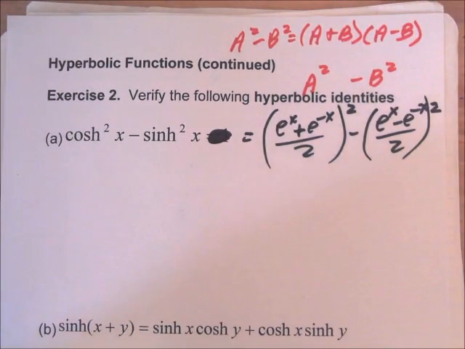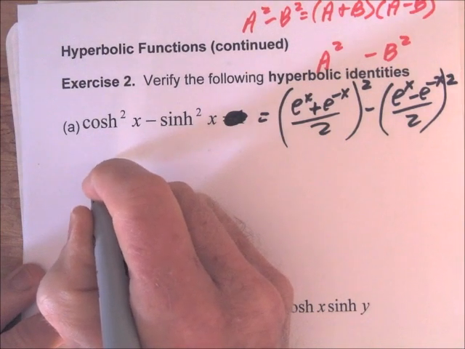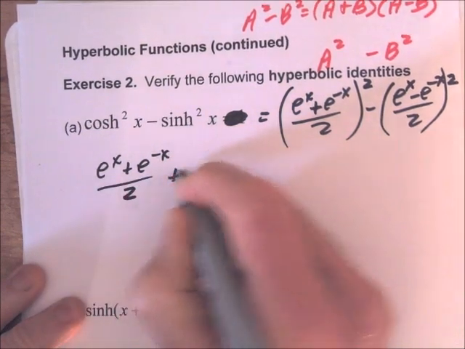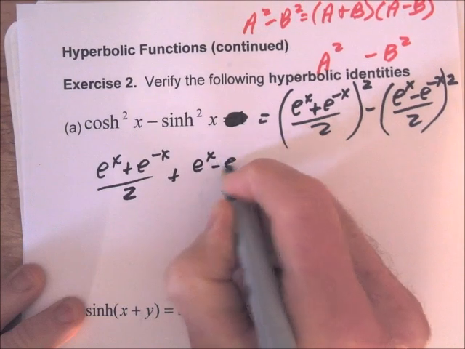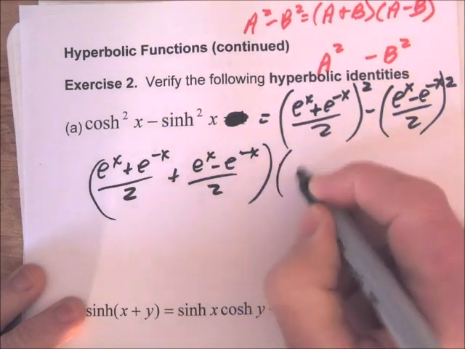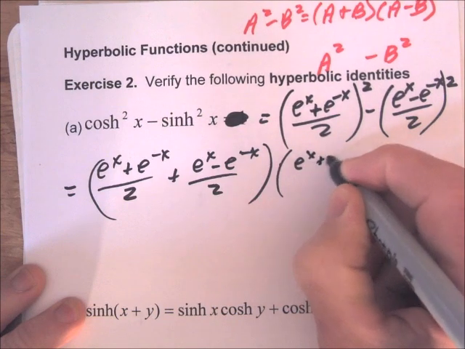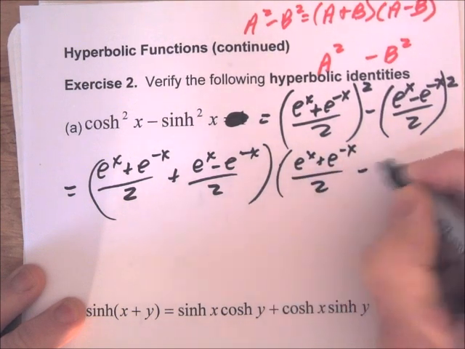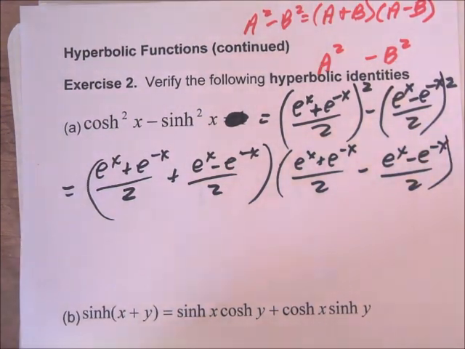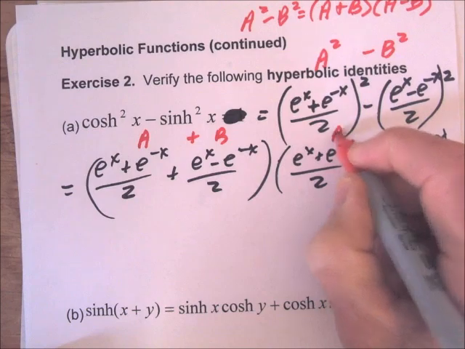So we can factor this into (e to the x plus e to the minus x over 2 plus e to the x minus e to the minus x over 2) times (e to the x plus e to the minus x over 2 minus e to the x minus e to the minus x over 2). So this is of the form a plus b times the quantity a minus b. So it's a plus b, and this is a minus b.